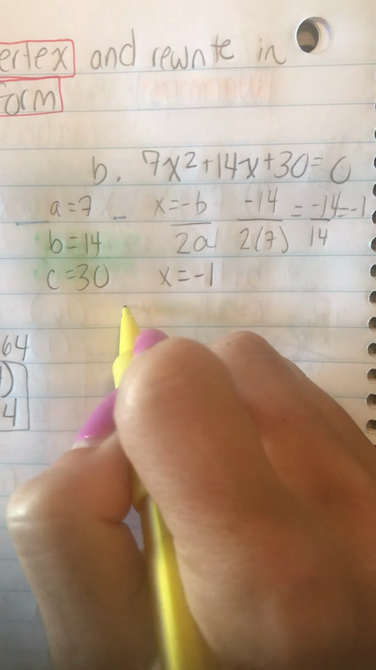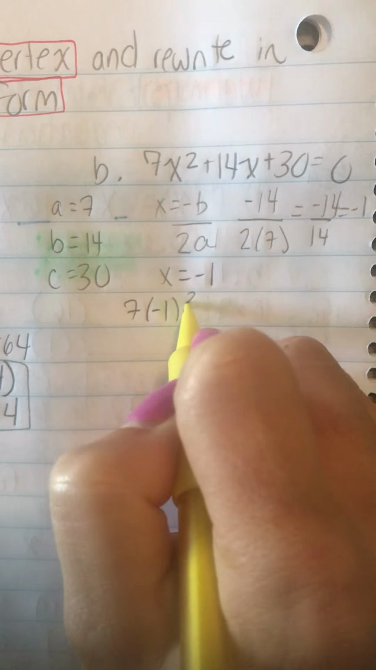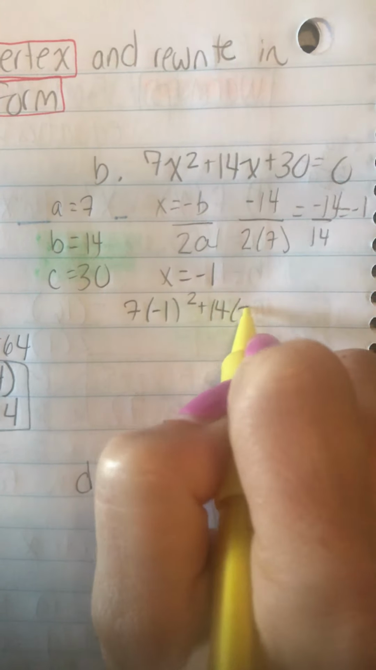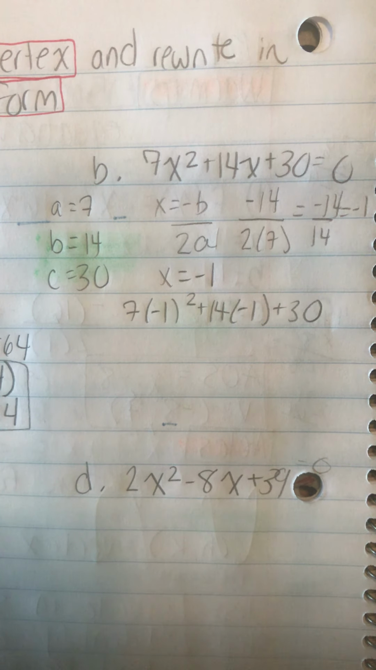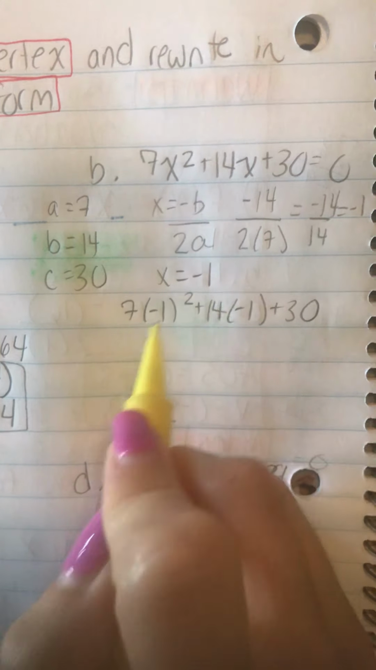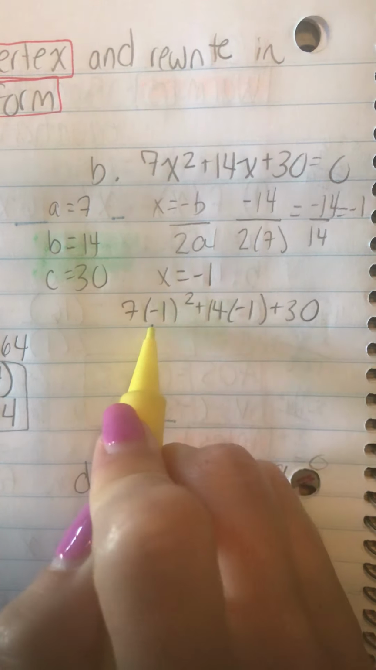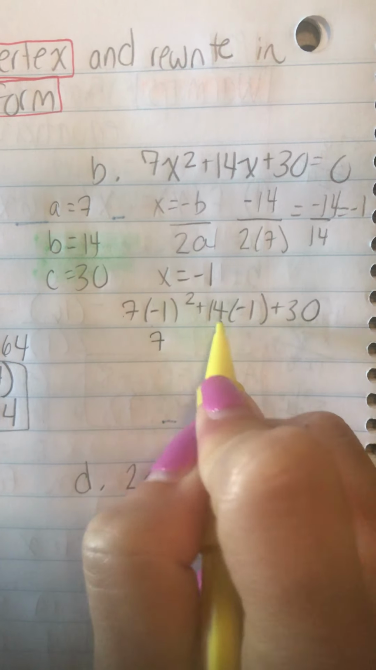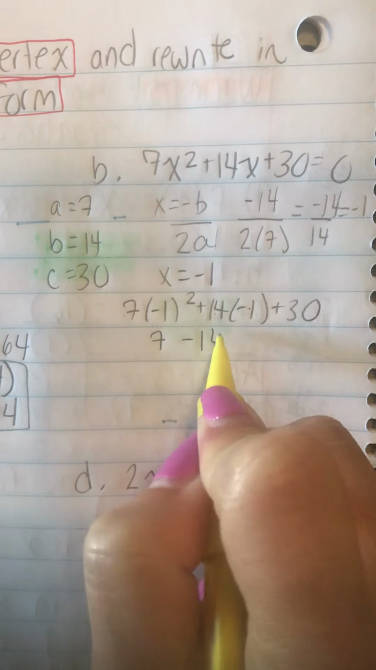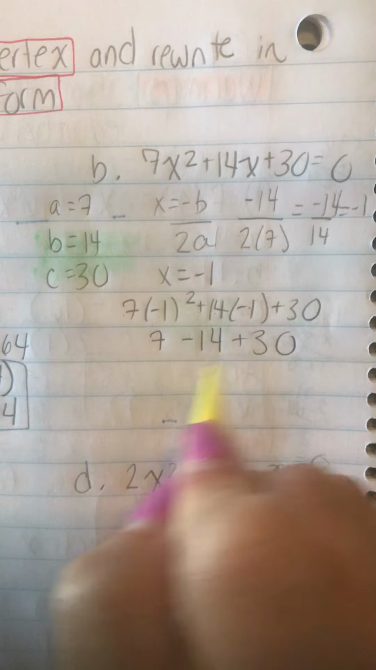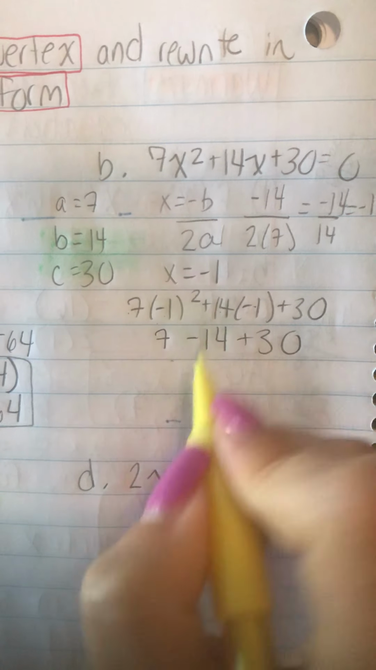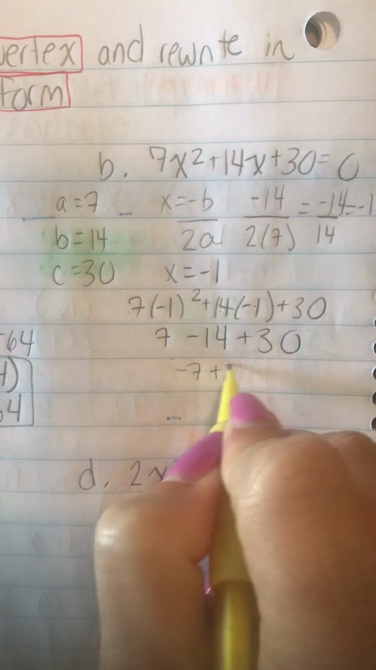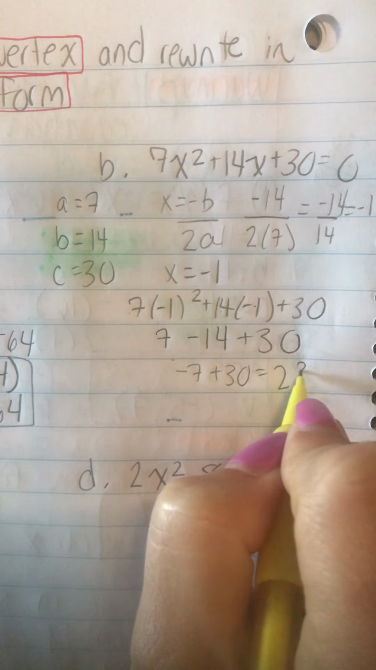Now I'm going to plug in negative 1. Order of operations, you have to know what you're going to do first with the negative 1. Are you going to square it or multiply it first? Exponents come before multiplication. Negative 1 squared is 1. 1 times 7 is 7. 14 times negative 1 is negative 14 plus 30. Now we go left to right. 7 minus 14 is negative 7 plus 30. That's going to be a positive 23.